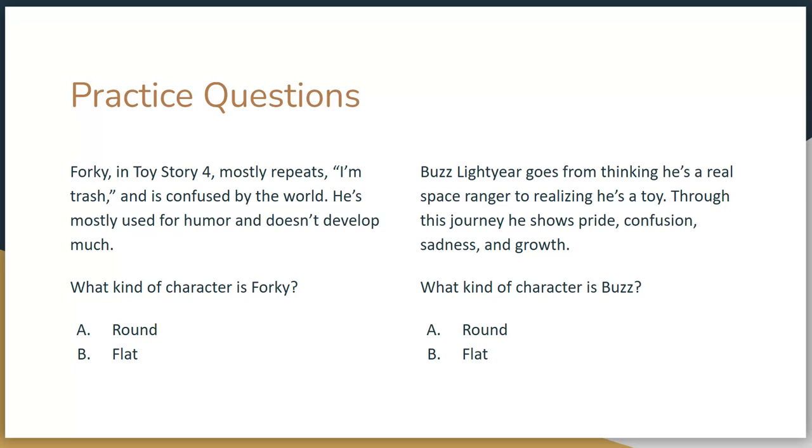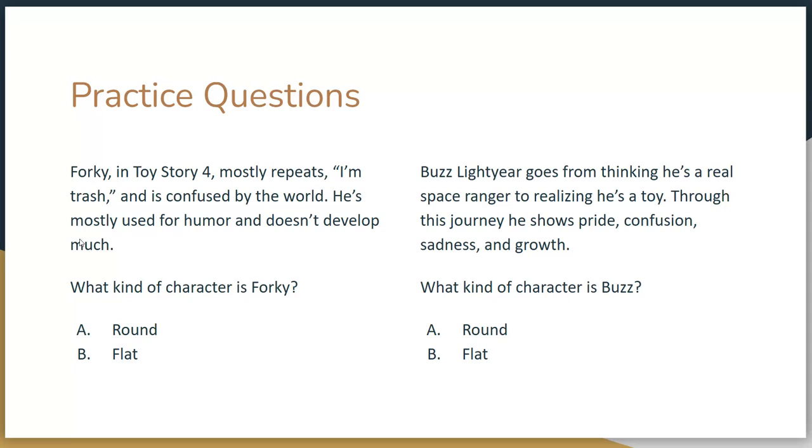Hopefully you identified option B. Forky is a flat character. This last sentence is really what helps that be known. It says he's mostly used for humor and he doesn't develop much. So there's really not much to his personality. If his only lines are, "I'm trash," that's a big clue there as well.